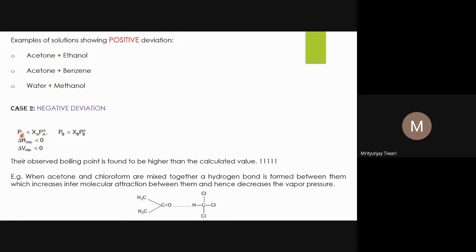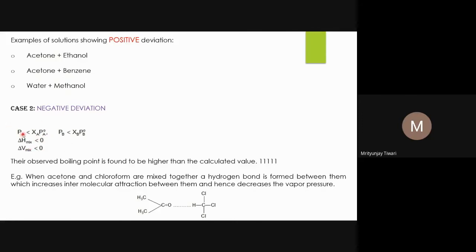PA, the observed vapor pressure of a volatile component. The observed, experimentally obtained vapor pressure is lesser than the theoretically calculated vapor pressure from Raoult's law. From Raoult's law, you can calculate vapor pressure. Whatever theoretical value you obtain is actually greater than the real value obtained from experimental measurements. So we call this solution a negative deviation.